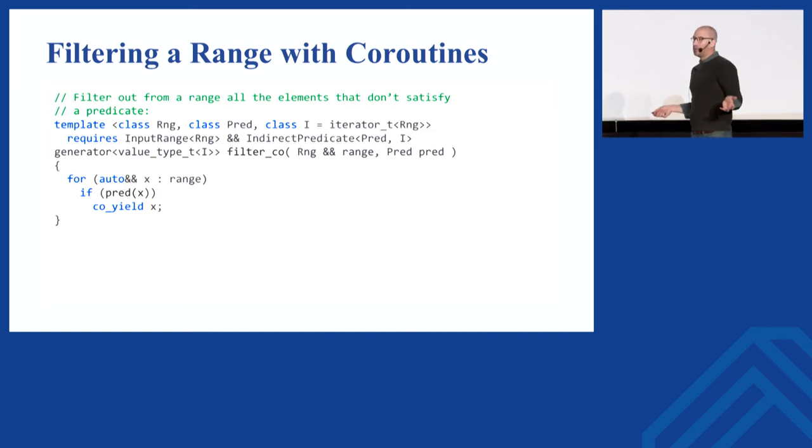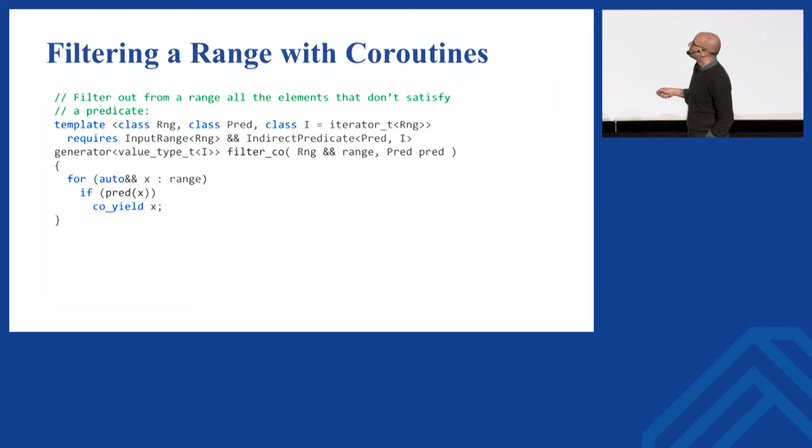So what if you wanted to produce an algorithm that filters ranges using coroutines? Well, it's pretty trivial, actually. So this is concepts, if you guys haven't seen concepts before. I can require that certain types have certain properties. And I'm requiring here that this parameter passed in is an input range, and that this thing is a predicate that operates on elements of this range.